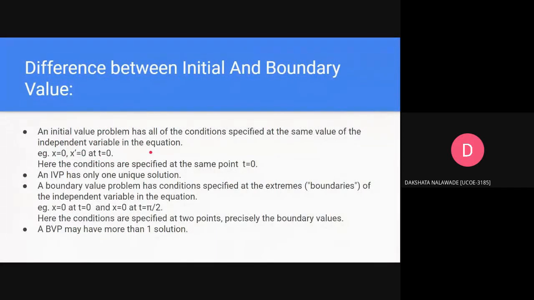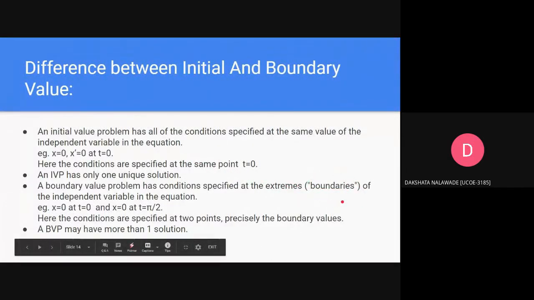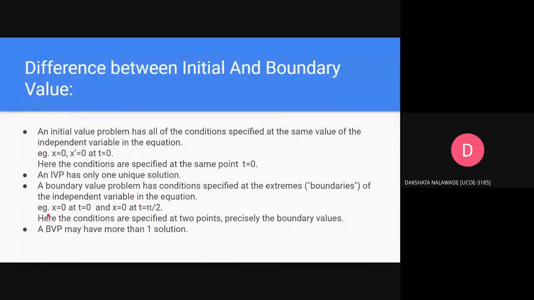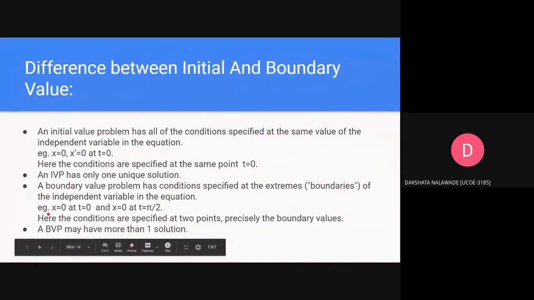In a boundary value problem, the equation conditions are specified at different points, precisely the boundary points. In the given example, the values of x and x dash are specified at different values, that is 0 and pi by 2. A boundary value problem may have more than one solution. Now that we have covered the essential points that need to be understood to solve ordinary differential equations using Laplace transforms, we can start with the actual problem solving.